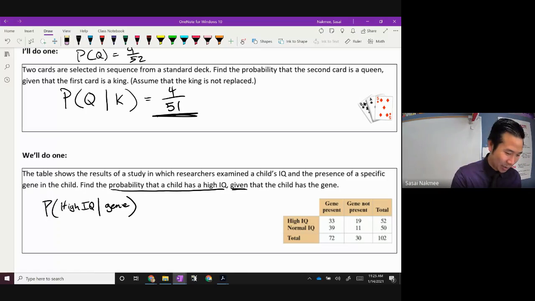Easily distracted. All right, so here's the thing. It's not equal to 52 out of 102, right? That's only the probability of a high IQ, right?